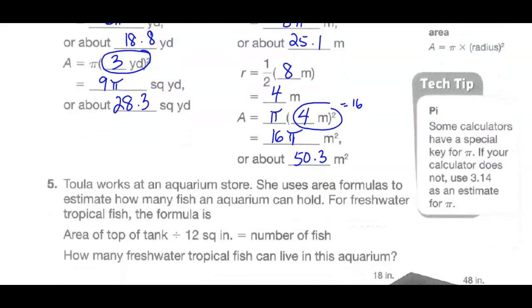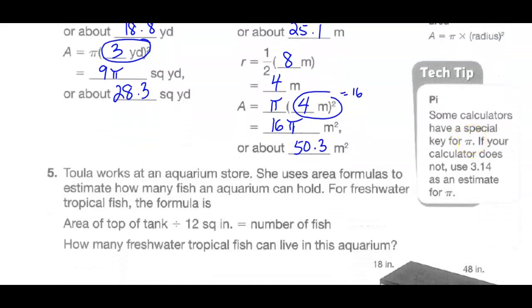Okay, and so it just reminds you some buttons have a special pi button, and so please use that. We're not using 3.14 anymore. That was sort of an elementary school, junior high maybe, but now in high school we use pi. We want to be as accurate as we can.